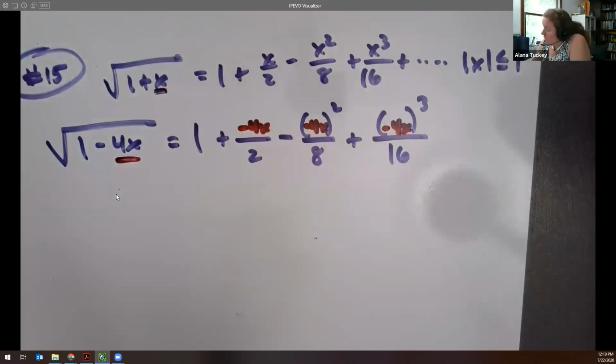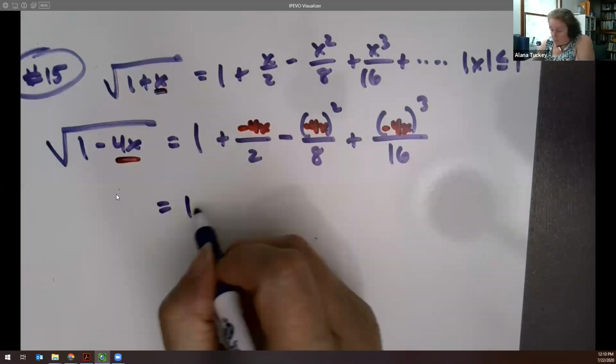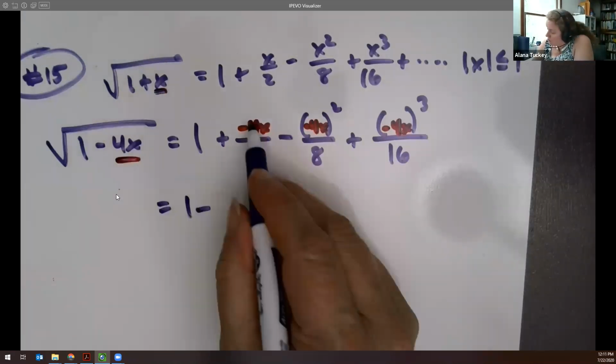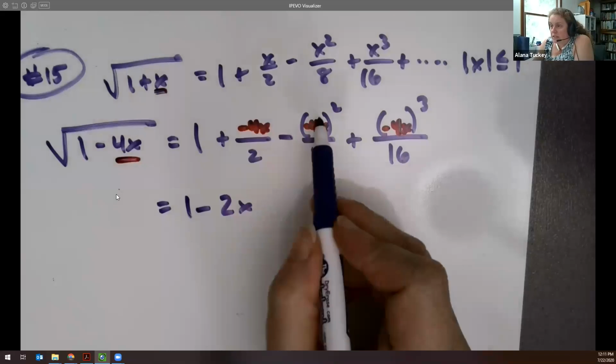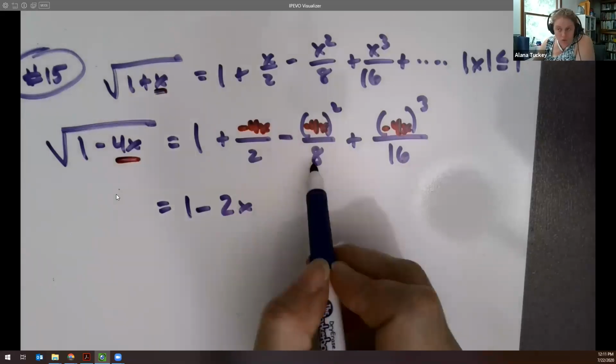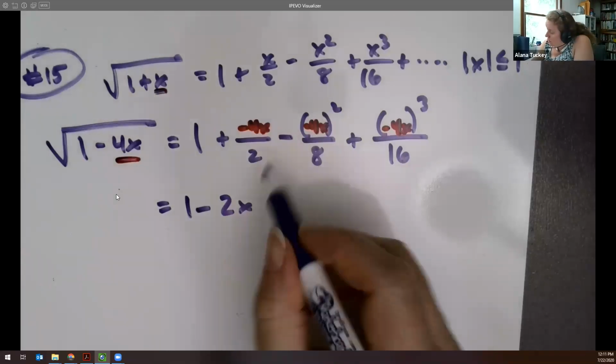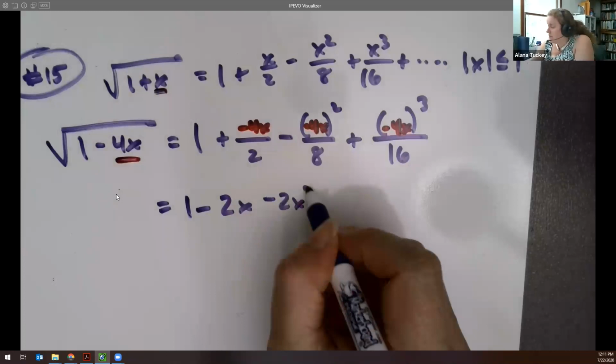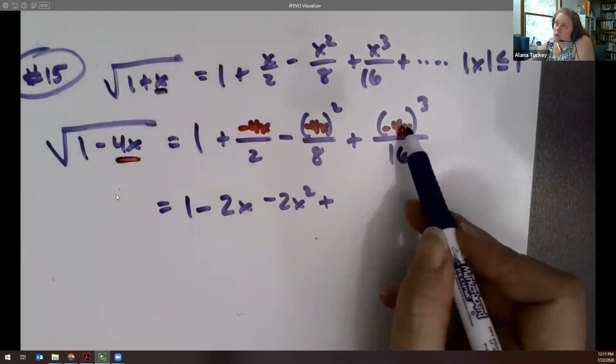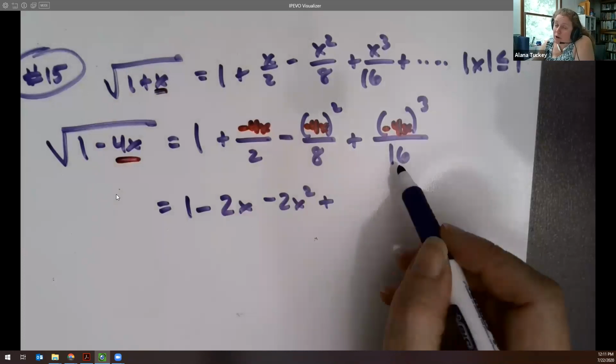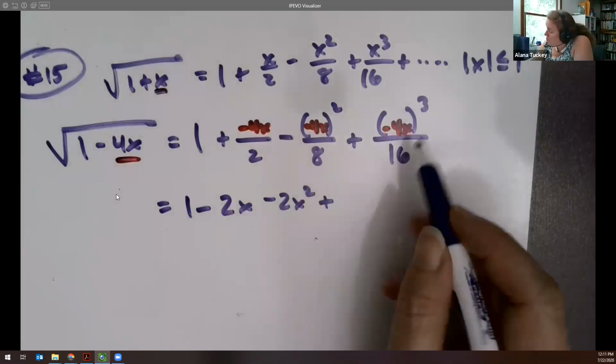So we substitute and we get 1 minus 4 over 2 is 2x. 4 squared is 16. 16 divided by 8 is 2. So minus 2x squared. Then 4 to the third over 16 is 4 squared, so that's going to be minus 4x cubed.